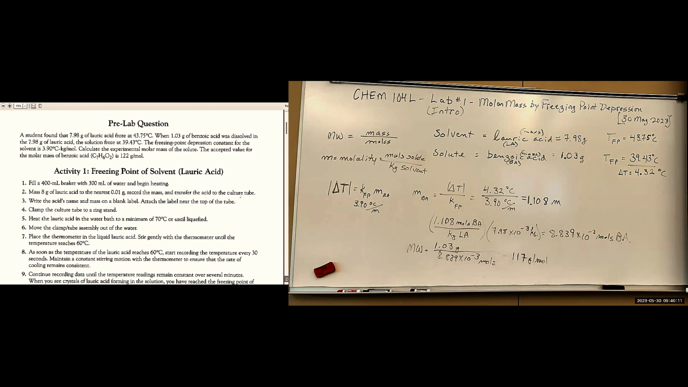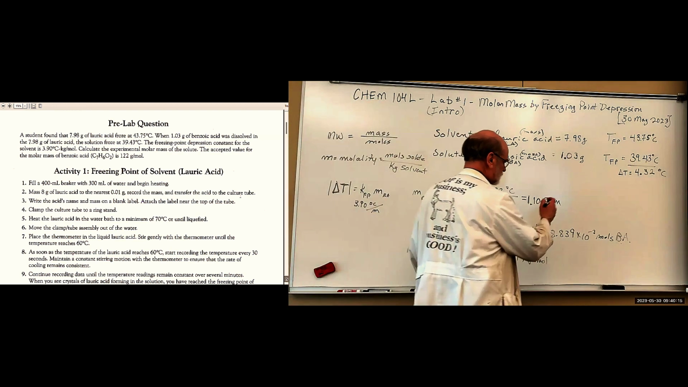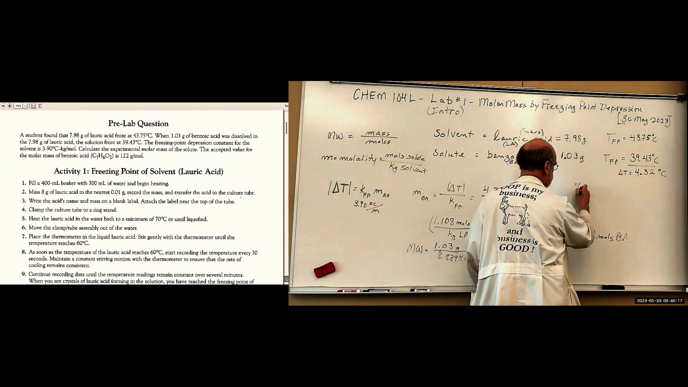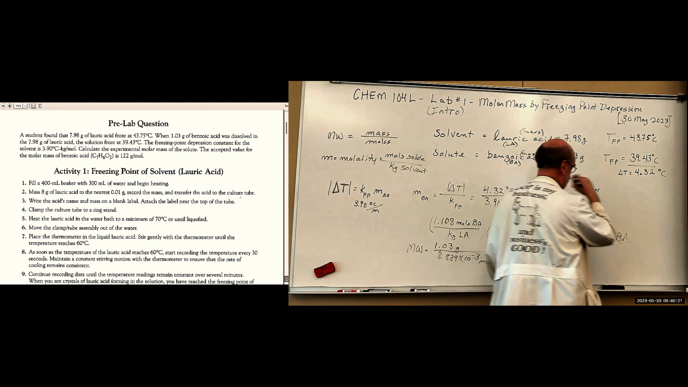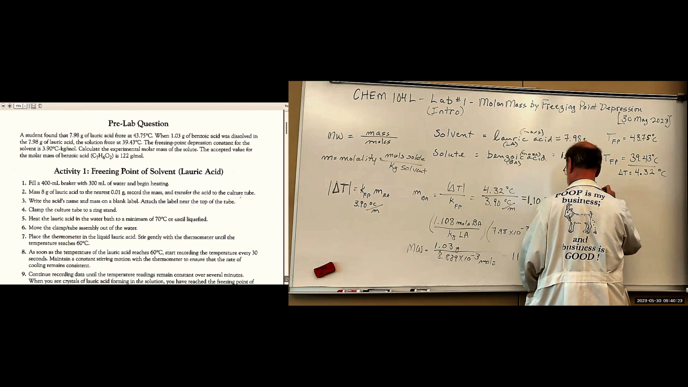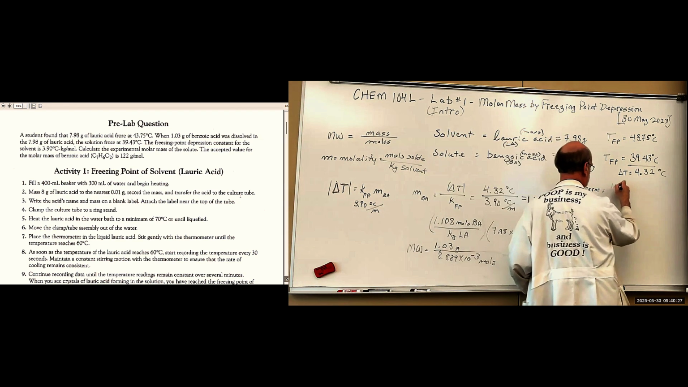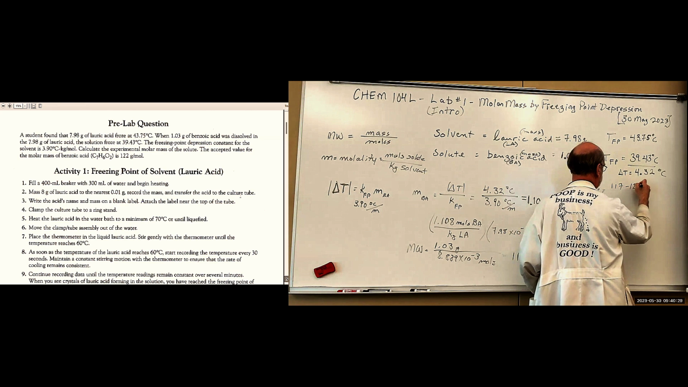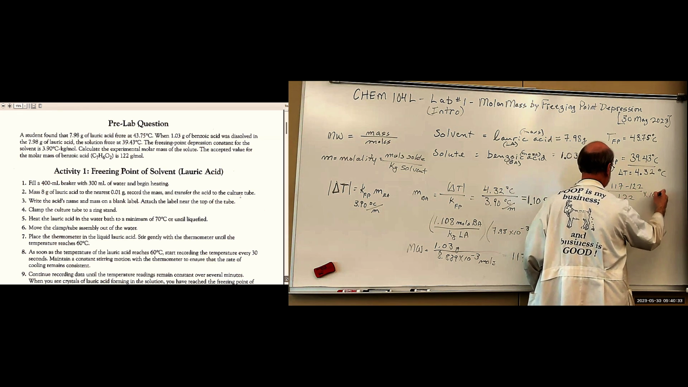Okay. Now, what's the accepted value? Well, that's right here in the problem. 122 is the accepted value. So the percent error is the calculated value minus the accepted value divided by the accepted value times 100.